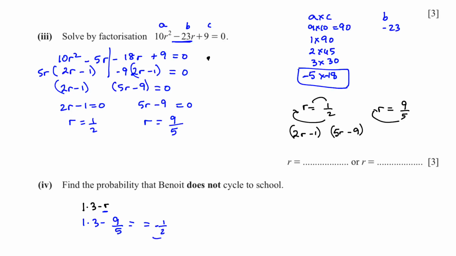We cannot have a probability that is negative. So that's a wrong answer. Let's try the other one. 1.3 minus half is 0.8. So that is our answer.